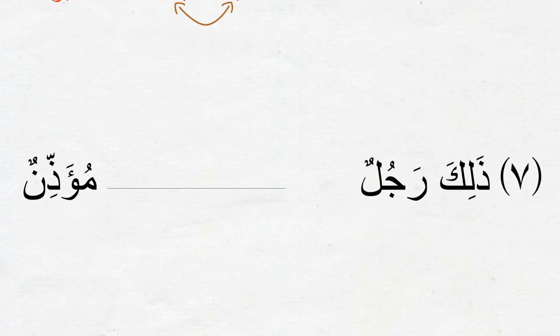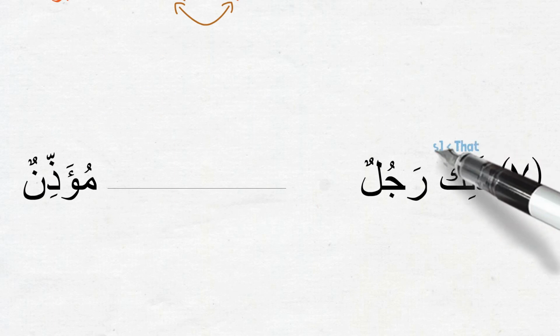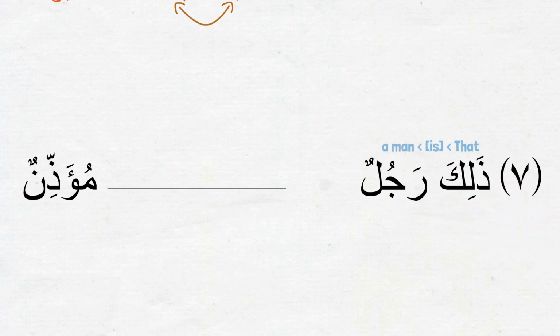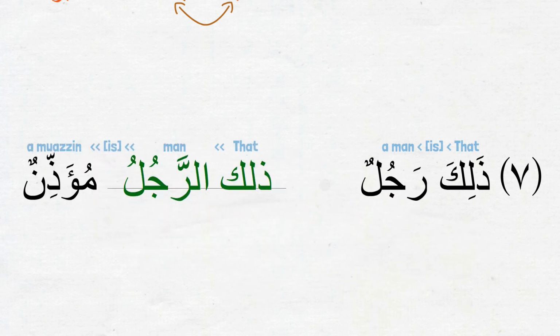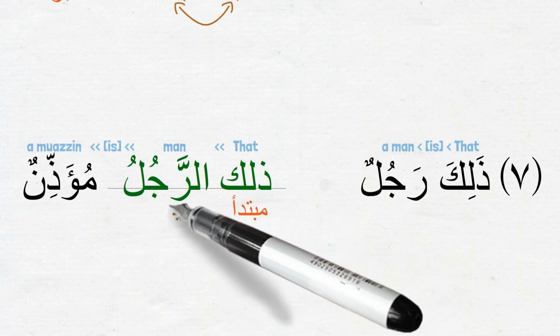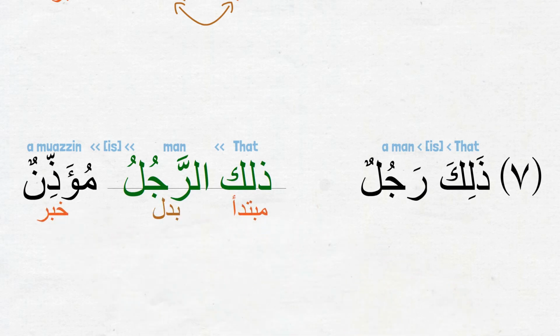Part 7. ذلك رجل. That is a man. The next sentence will be ذلك الرجل مؤذن. That man is a mu'adhin. ذلك is the mubtada, الرجل is the badal for ذلك, and مؤذن is the khabar mufrad or a single word khabar.